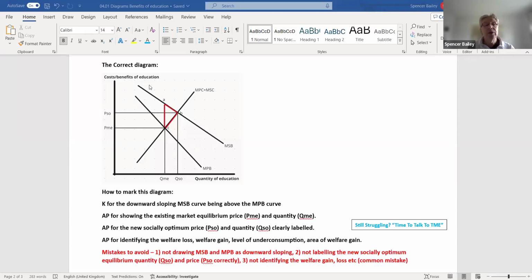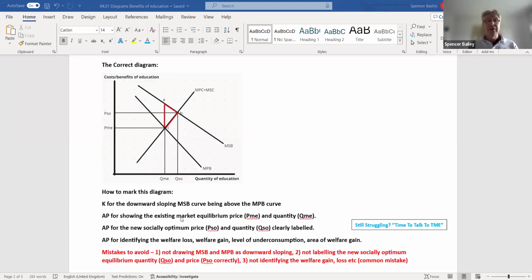First of all, we've got a downward slope in marginal social benefit or social marginal benefit. We've also got a downward slope in marginal private benefit. Clearly see that the benefit to society, the marginal social benefit, is above the marginal private benefit. In other words, you getting an education makes everybody else better off. That's your knowledge mark. Well done, 1 mark.